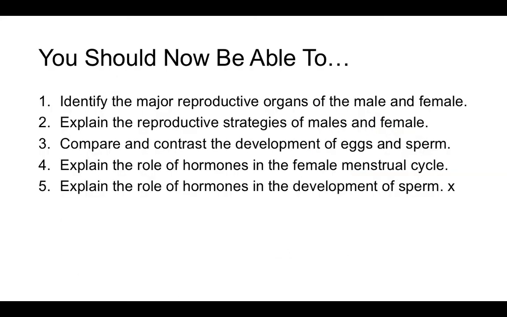So now you should be able to identify the major reproductive organs, explain reproductive strategies of the male and female, compare and contrast development of eggs and sperm, explain the role of hormones in the female menstrual cycle, as well as explain the role of hormones in the development of sperm.